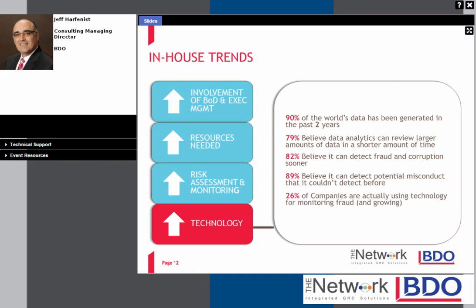And lastly, in terms of technology, I think it's safe to say that everyone knows that the amount of data that's getting produced is on an ever-increasing glide path, and individuals just don't have the capacity to look at all of the data and see the trends that are emerging, especially the anomalous trends. And one of the real benefits of these types of tools is that they can detect fraud and corruption sooner. You see 82% of those surveyed believe that, and this is a key issue.